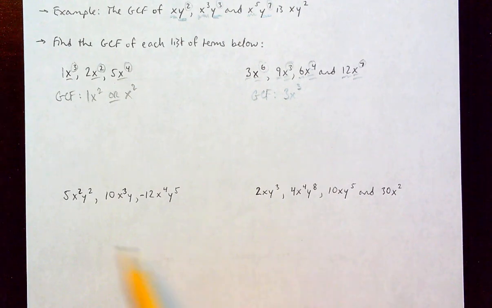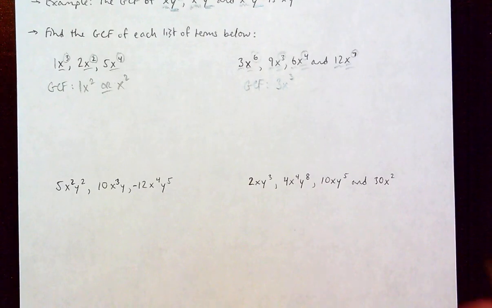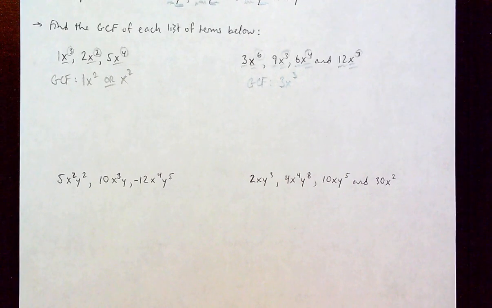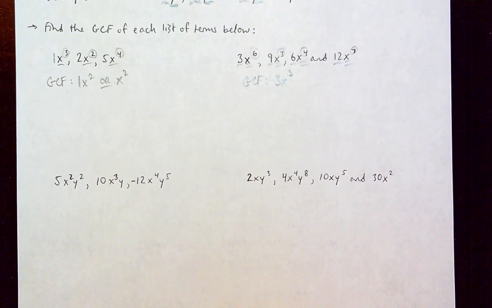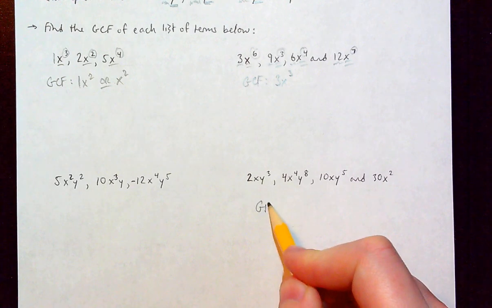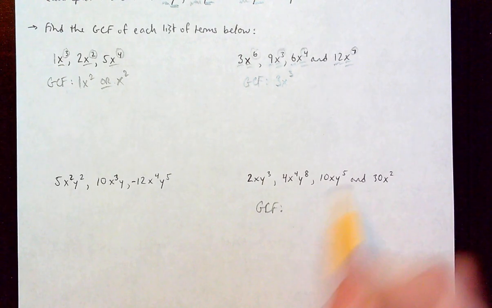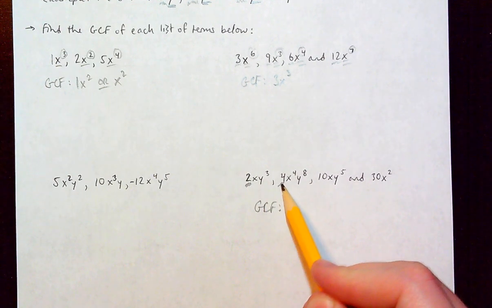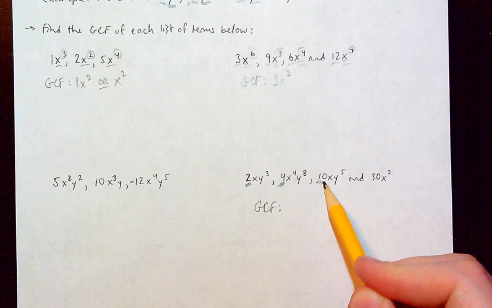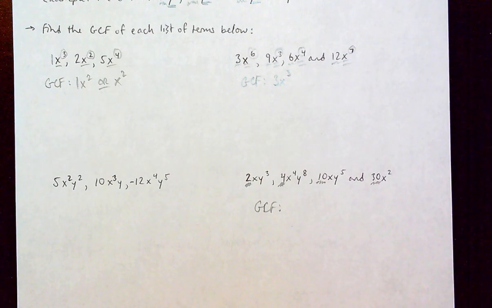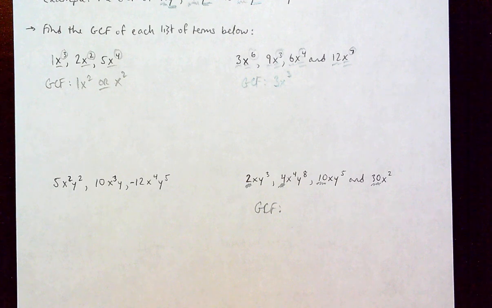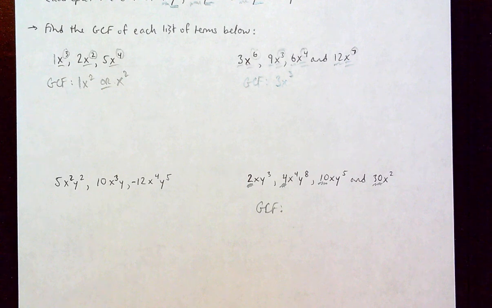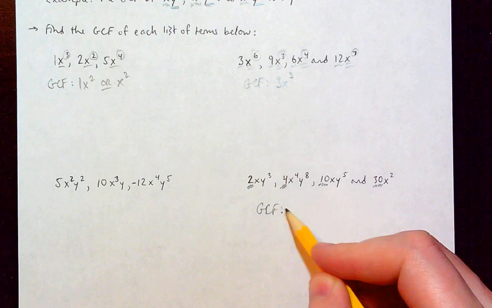We'll do this one here. I'll let you try this one on your own. This one is a bit more involved. Some more things that we have to take a look at. The GCF of these 4 terms here. First of all, we need the GCF of the numbers in front: 2, 4, 10, and 30. If you use the method that we talked about earlier on in this video, you will find that the greatest common factor of these 4 numbers is just 2.